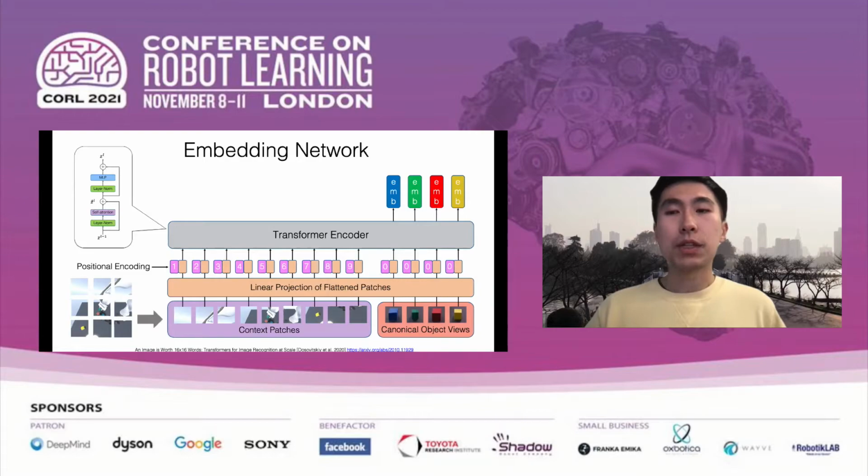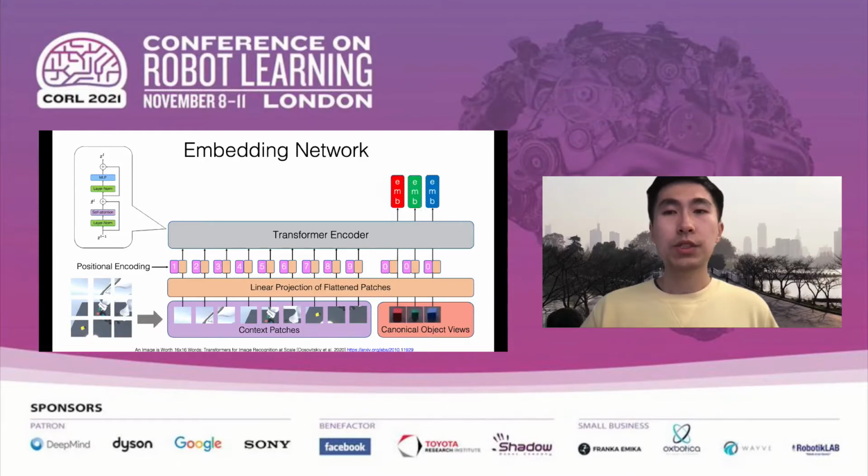Our embedding network is based on the vision transformer backbone, which provides several nice properties. For example, we can change the number of object queries or switch the order of the canonical object views, and the output object embedding will change accordingly without any modification to network parameters.